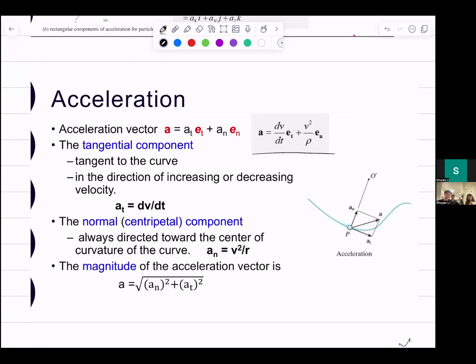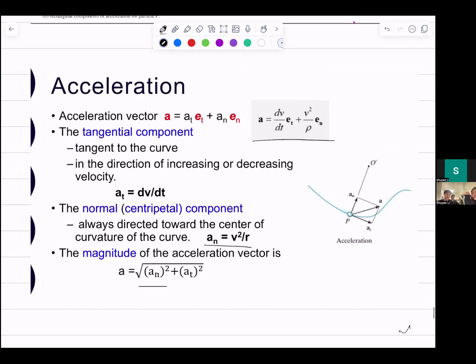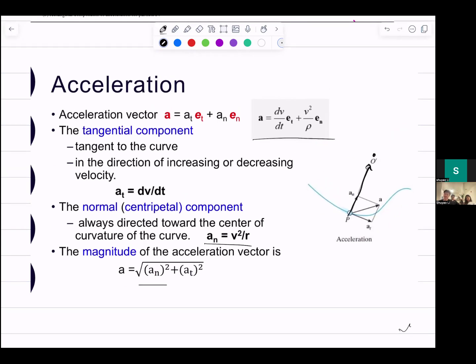For the normal or centripetal acceleration, we have a equals v squared over r. The magnitude of the total acceleration is the square root of the square of the normal acceleration plus the square of the tangential acceleration. And the normal acceleration is always pointed towards the center of the curve, inwards. That's about it for lecture 18.